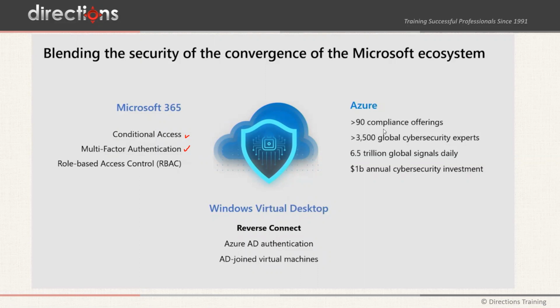We also have 3,500 global cybersecurity experts working for us. Microsoft spends a lot of money every year when it comes to security. So we have that information all processed and secured, with Microsoft protecting our information and experts assisting with that. We have 6.5 trillion global signals daily, and 1 billion in annual cybersecurity investment. So this is what I was mentioning: Microsoft spends a lot of money when it comes down to security.